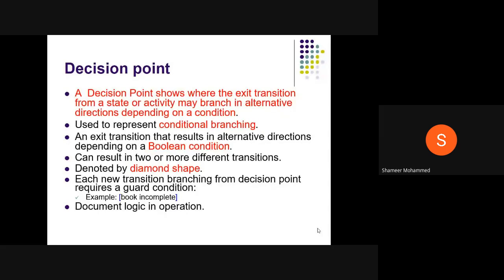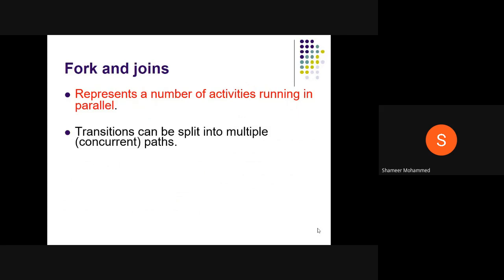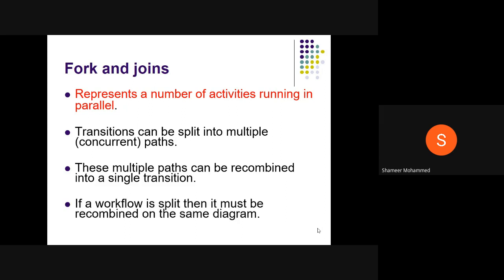The next symbol you need to use is fork and join. From one activity you are going to split into two. Transitions can be split into multiple paths. The number of activities running in parallel is called splitting. Then after that, you have to combine it into a single transaction. I will show what it is.